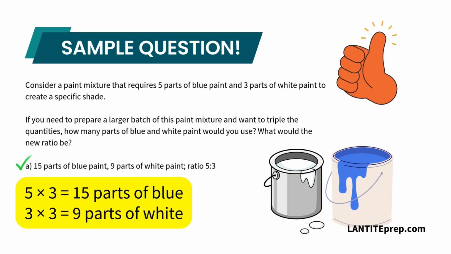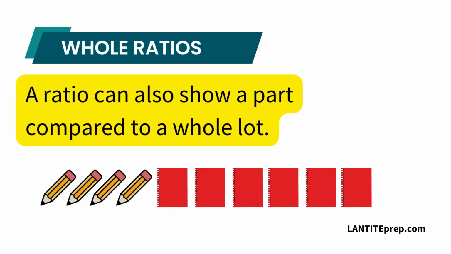Ready? Great. To maintain the same ratio while increasing the quantity, we multiply each part of the original ratio by the same number. Here, tripling the original quantities, 5 parts blue and 3 parts white, involves multiplying both by 3. Thus, 5 times 3 equals 15 parts of blue and 3 times 3 equals 9 parts of white, keeping the ratio at 5 to 3, which ensures the shade of the paint remains unchanged. Excellent job.